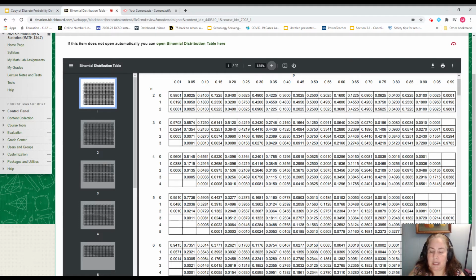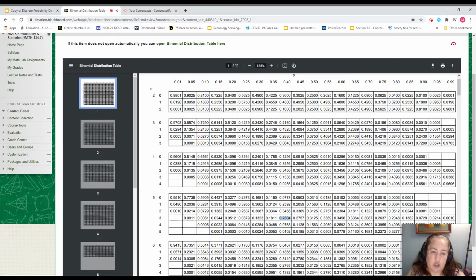The next thing it says is find the probability that x is equal to 3. So I'm going to go to x is equal to 3. I'm looking right here, and then I'm going to marry that to the 0.4. And that is this value here. Again, 5, 0.4, and 3. So that is this value, 0.2304.